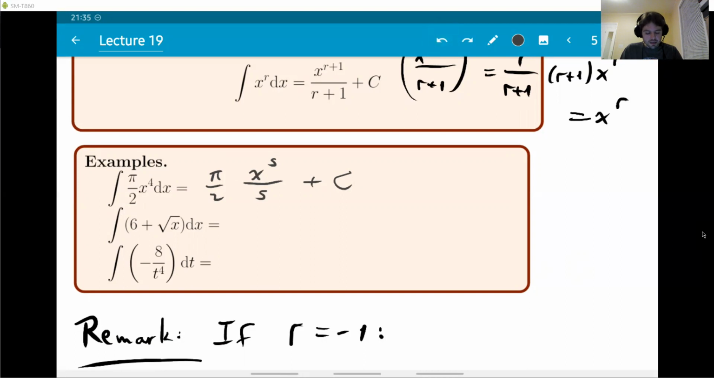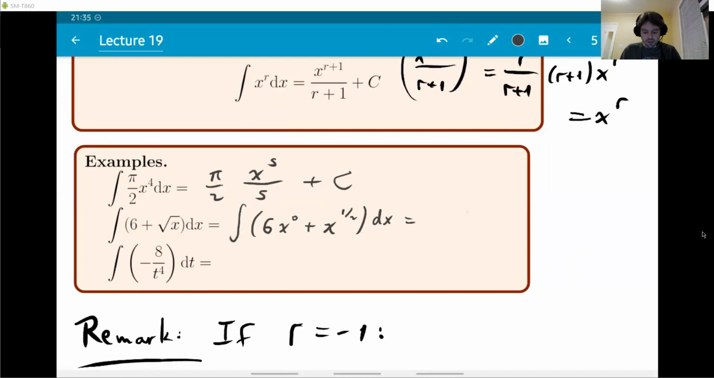Next one. So we have the number 6 here. How do we think about 6 as a power of x? Well, not 6 itself. 6 is the constant. But you can think of this as 6 times x to the 0, because x to the 0 is 1. And then similarly, the square root is x to the 1/2. So these two things that we are trying to integrate here, they are powers of x. And we can apply the power rule.